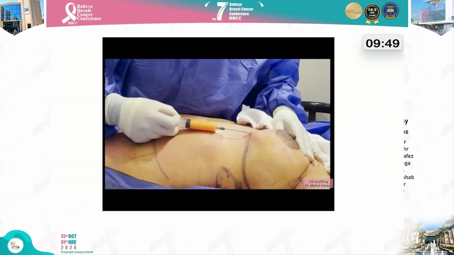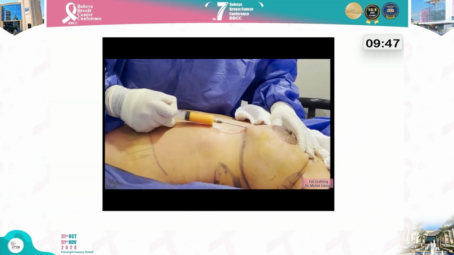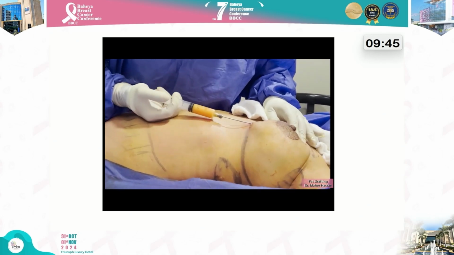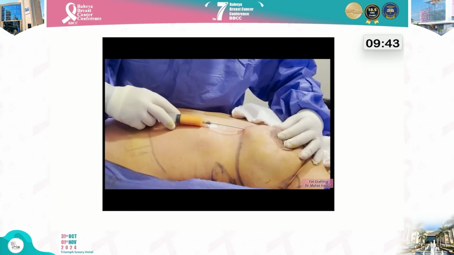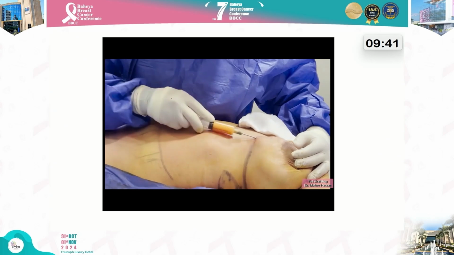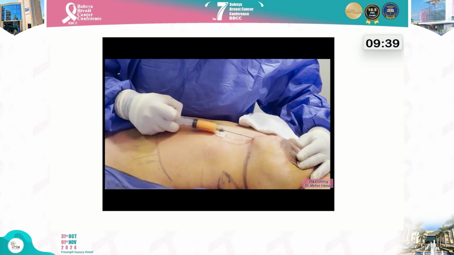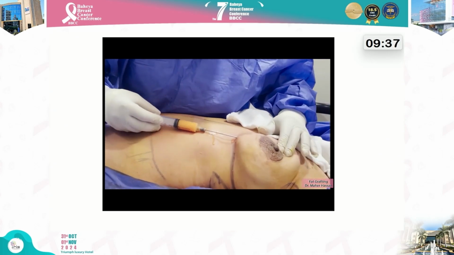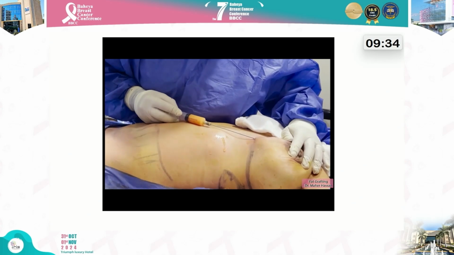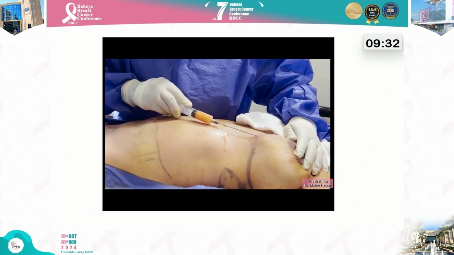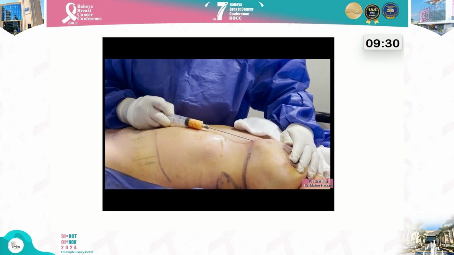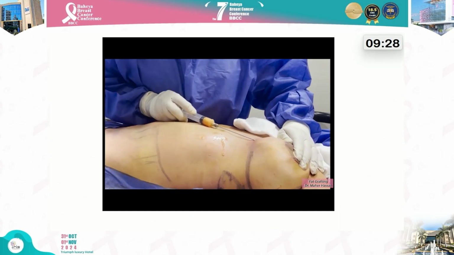As you can see here, with the insertion of the injection cannula, we break down the fibrous adhesions in order to homogeneously distribute the fat all over. This is a very important step to break the adhesions that are present from the previous surgery. And always inject in thin lines.